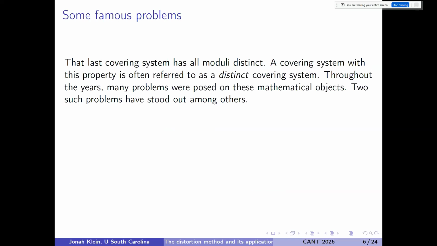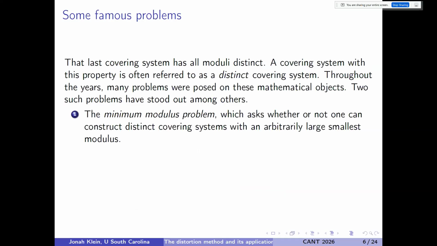That last covering system has all the moduli distinct. So these are of particular interest to people who ask questions about covering systems, particularly because Erdős was very interested in them. So throughout the years, there are a lot of problems that were posed on covering systems. And there are 2 problems in particular that really stood the test of time. The minimum modulus problem asks whether or not one can construct distinct covering systems with an arbitrarily large smallest modulus. So for example, that one we had earlier had minimum modulus 2. Can you do that with minimum modulus 100, 1,000, 1,000,000?